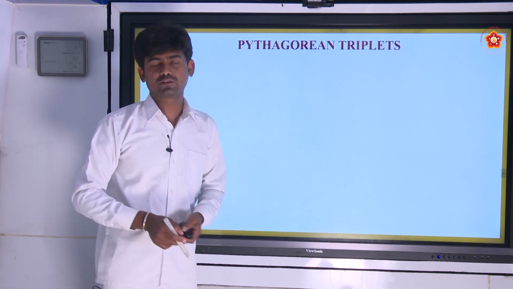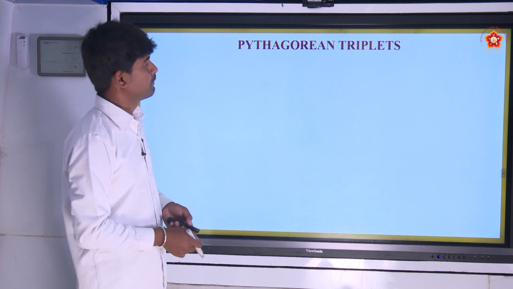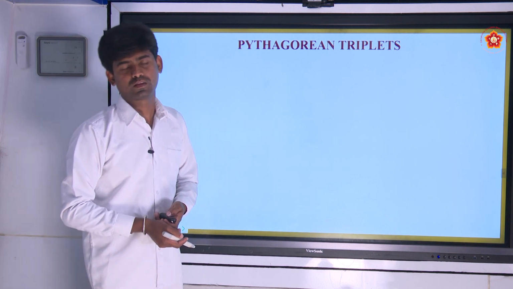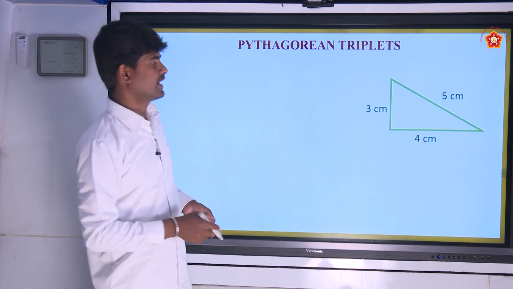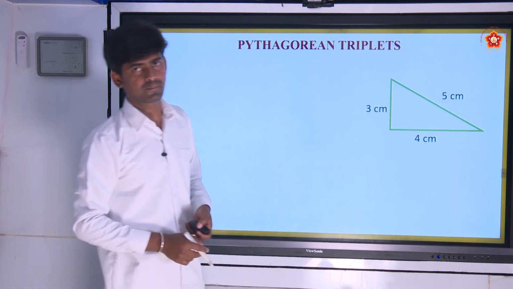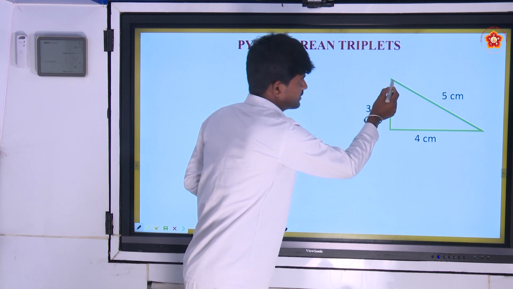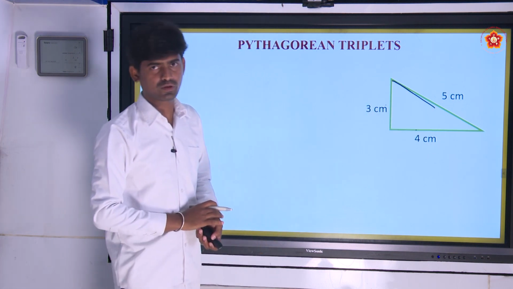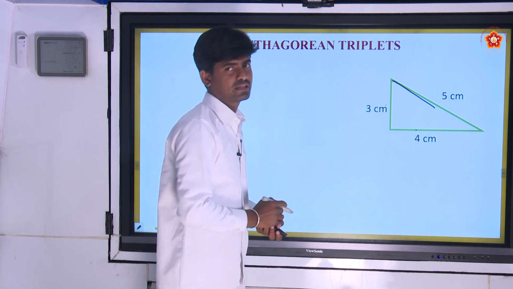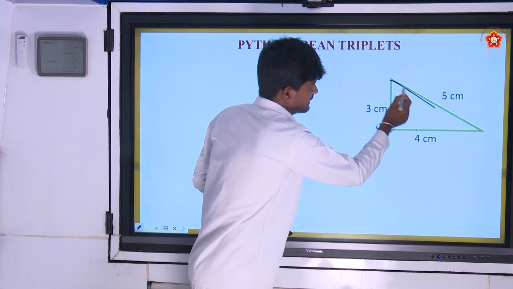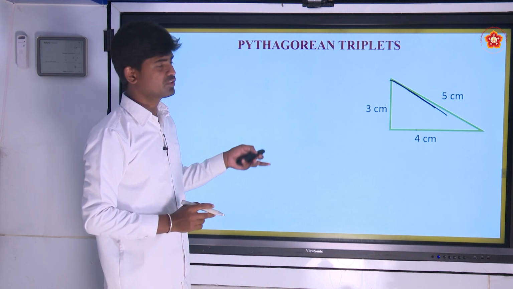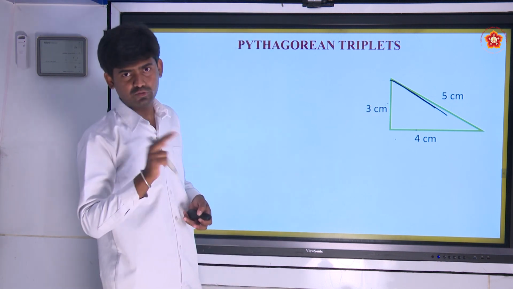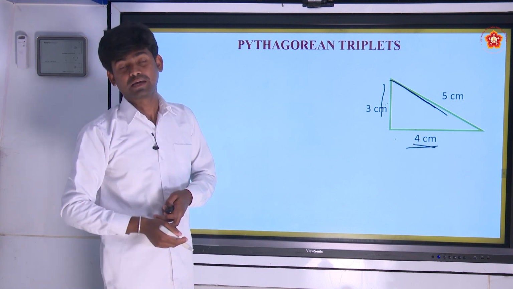First, the Pythagorean triplet. Before going to that, what is the Pythagorean theorem? In a right angle triangle, this is the hypotenuse and these are the other two sides. The Pythagorean theorem says that in a right angle triangle, the square of the hypotenuse is equal to the sum of the squares of the other two sides.